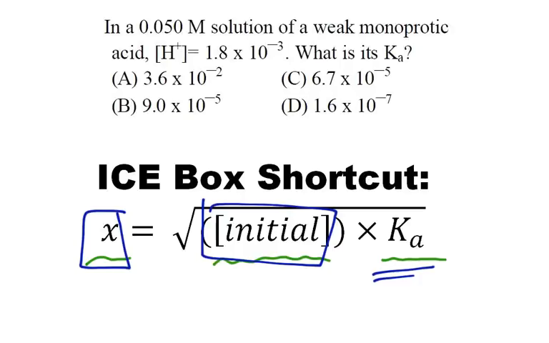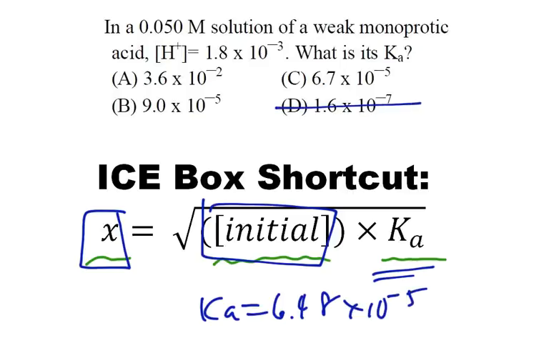And the answer I calculated, I actually got 6.48 times 10 to the negative 5. So I'm eliminating these three answers. So I think the answer is C. I'm not sure whether I made a calculation error or whether there's an error in the problem.